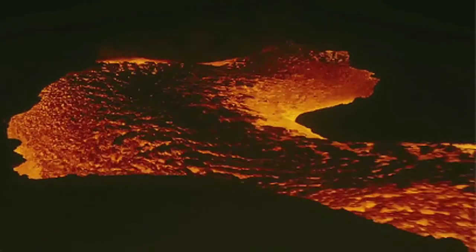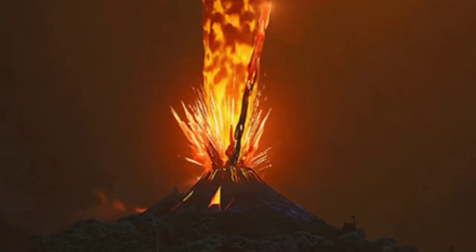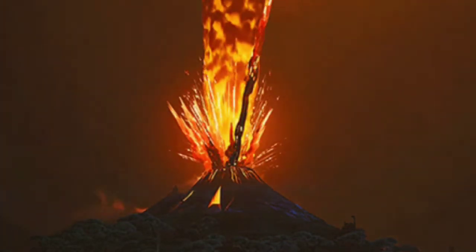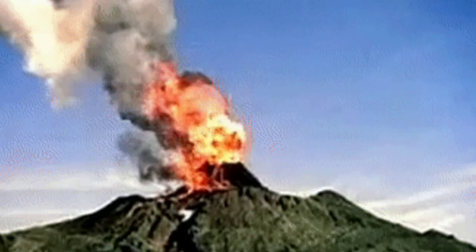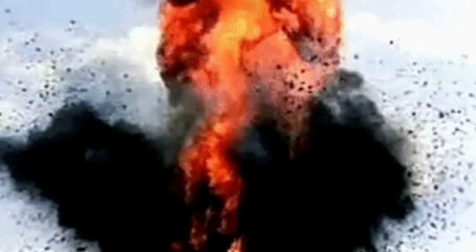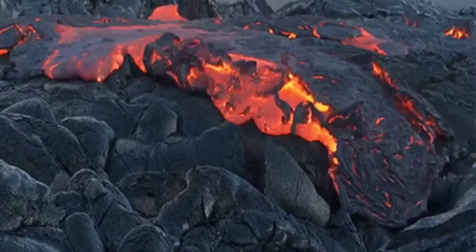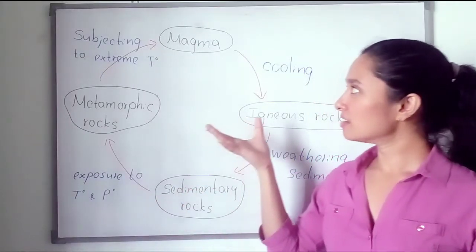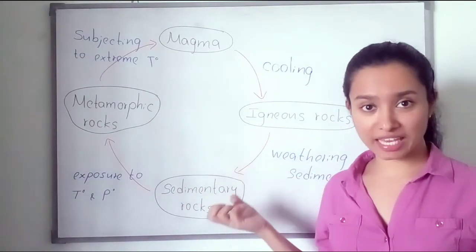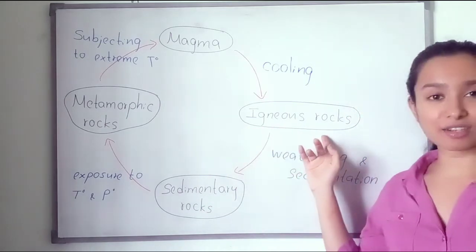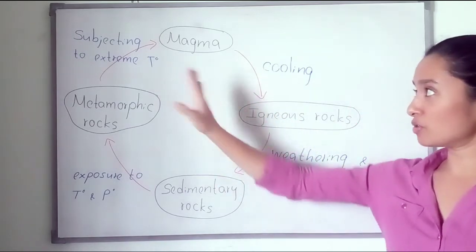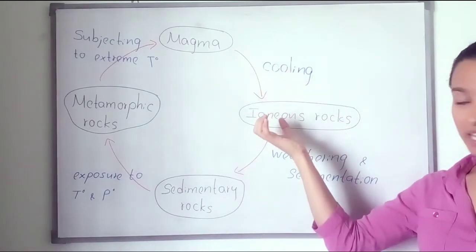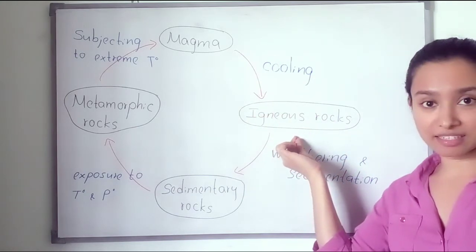You know what magma is, no? Magma is below in our earth crust. Because of volcanic eruptions, this magma comes outside of our earth crust. When magma comes out of our earth crust, we call it lava. This lava is subjected to cooling and solidification and forms igneous rocks. From magma, cooling and solidification become igneous rocks.